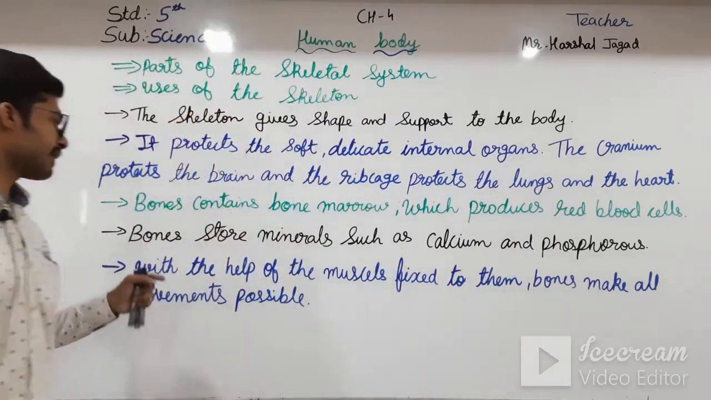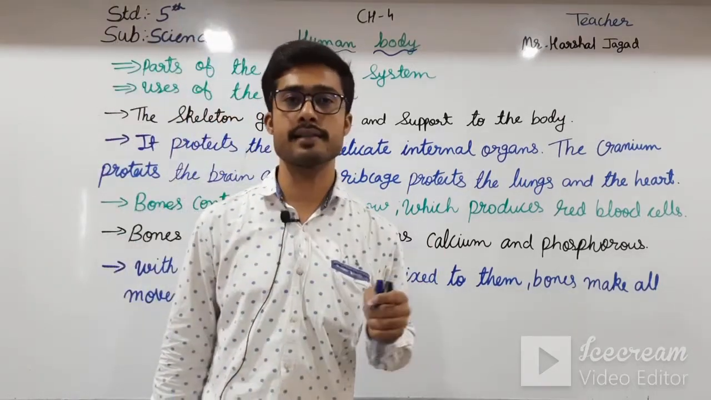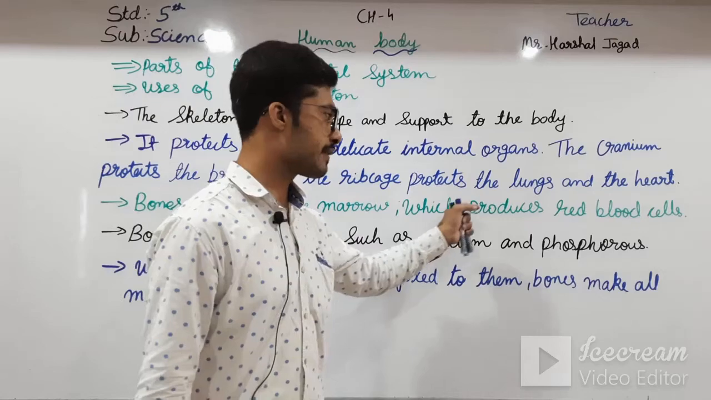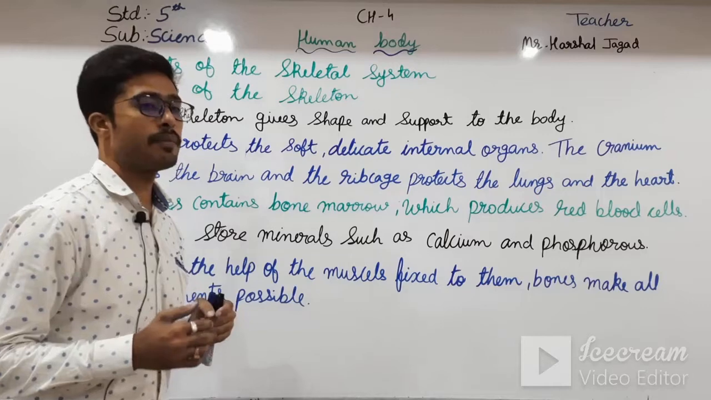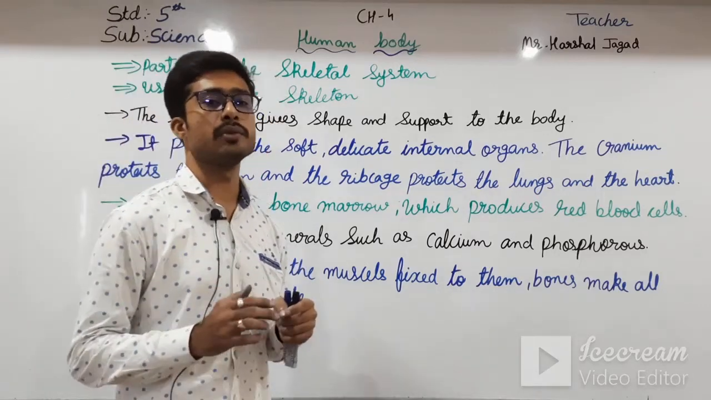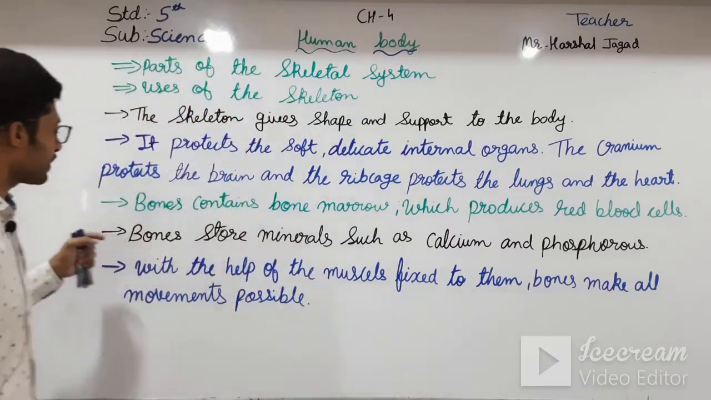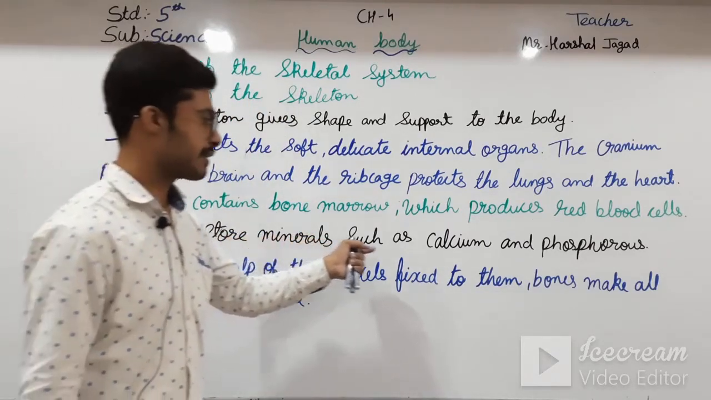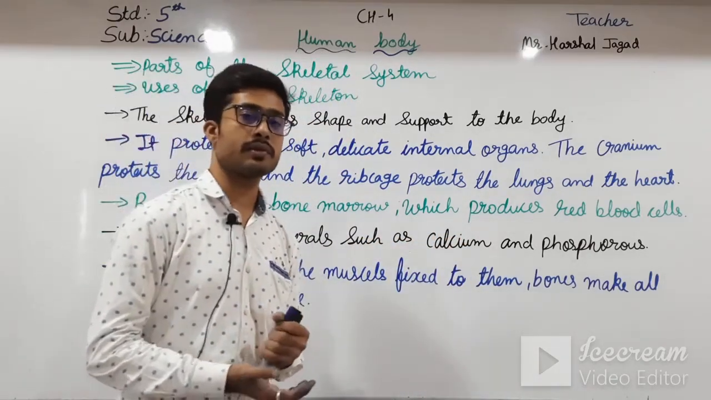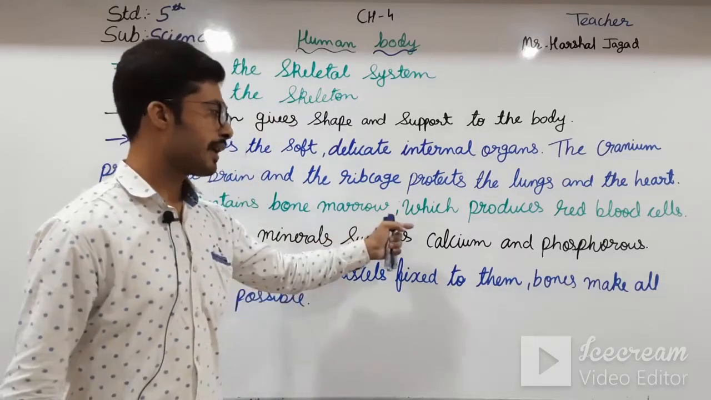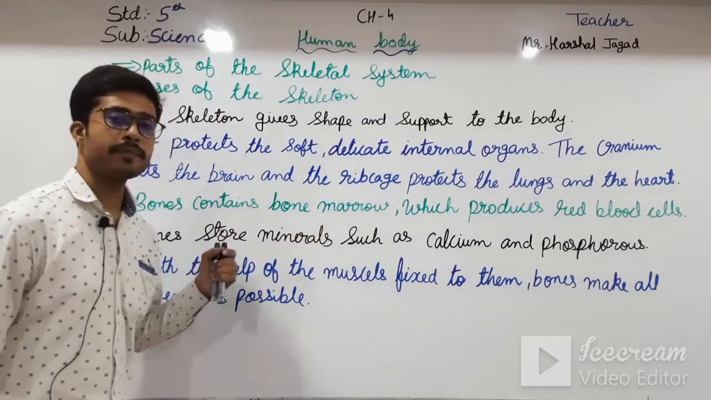And our next use is bone contains the bone marrow. Bone contains the bone marrow which produces red blood cells. Okay students, if enough red blood cells are not there in your body, then you can have some diseases in your body. Next is bone stores minerals such as calcium and phosphorus. So bones also store minerals. Which minerals? Calcium and phosphorus. Both these minerals are stored in bones.